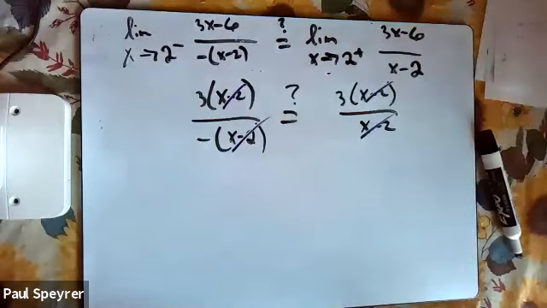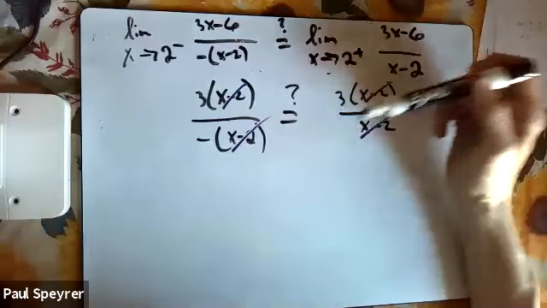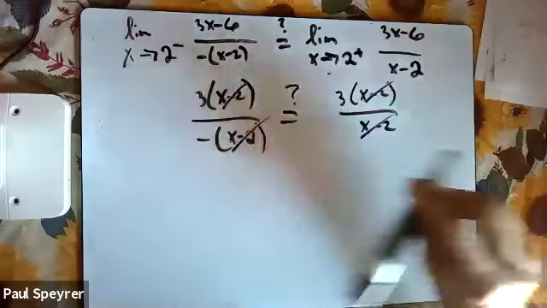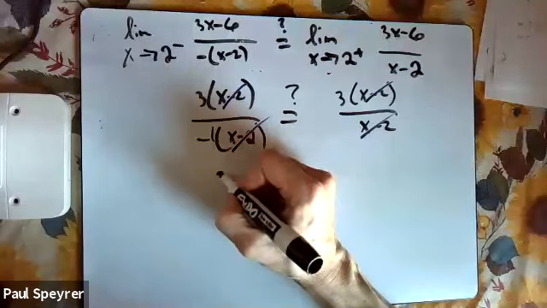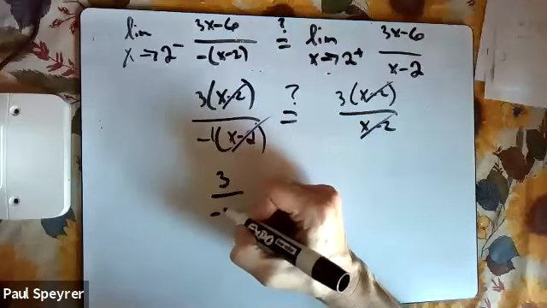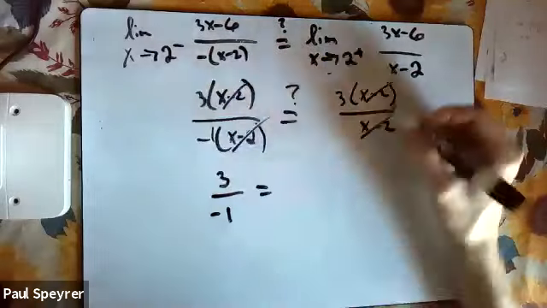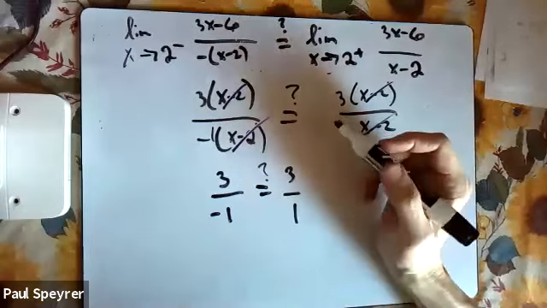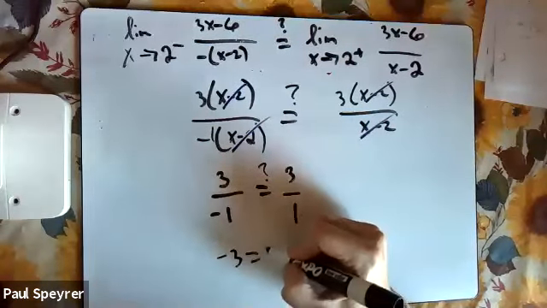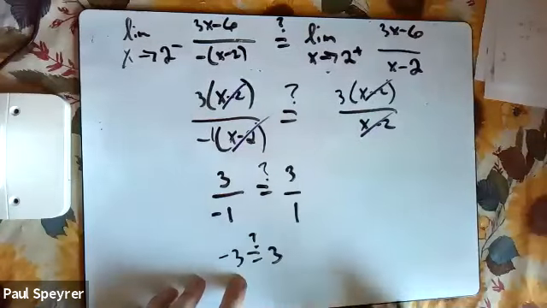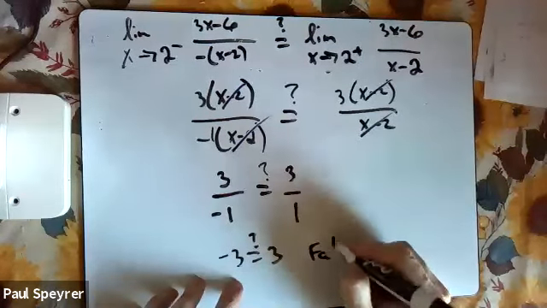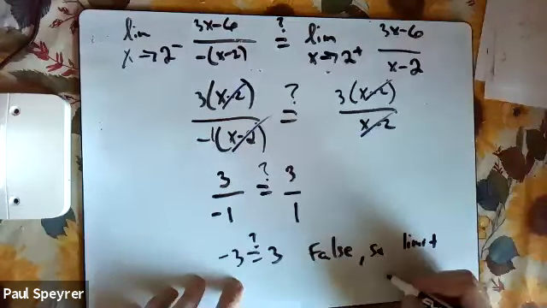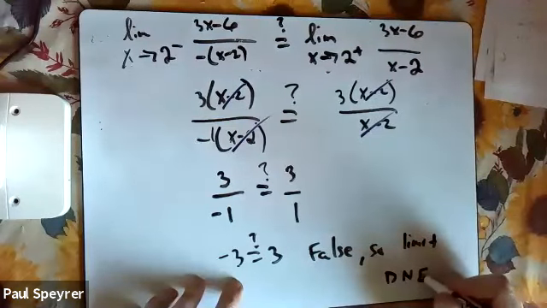Now, remember, because these x minus 2's are canceling, it's not that we're left with nothing, right? Don't say, oh, I have 3 over nothing. No, nothing means 0. You have 3 over a negative 1, right? This is 3 over negative 1. And this is equal to 3 over positive 1, right? Because that's what's left over. But then, of course, you keep simplifying, right? Does negative 3 equal positive 3? No, this is false, obviously. So the limit does not exist.